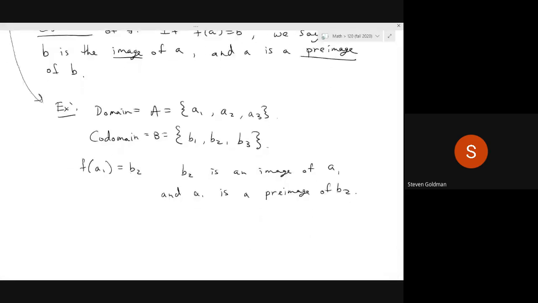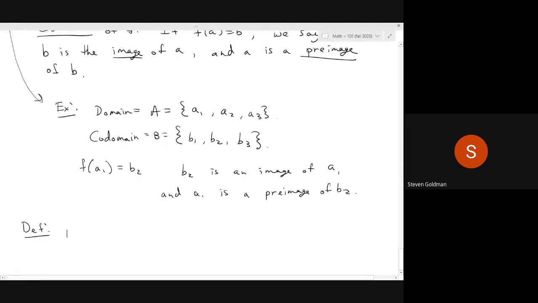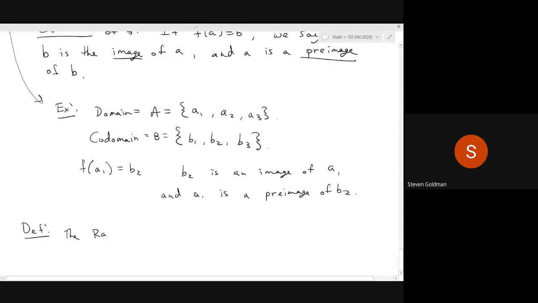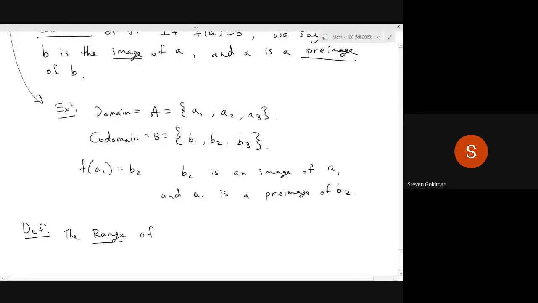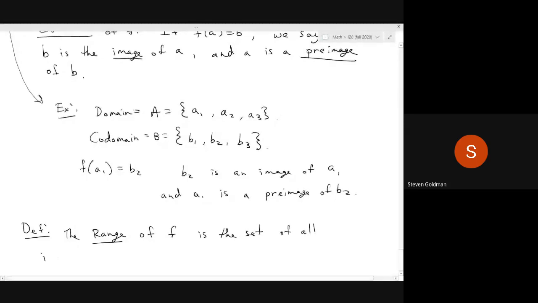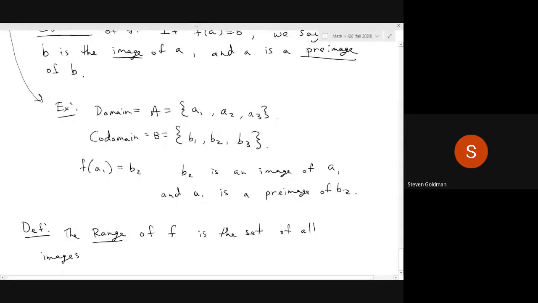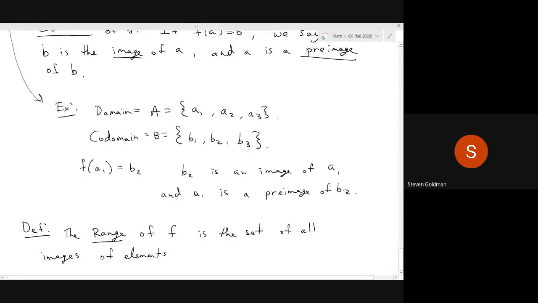All right. So what is the range? Let me give you the definition for the range now. The range of f is the set of all images of elements of A. Okay, and let me explain what that means.